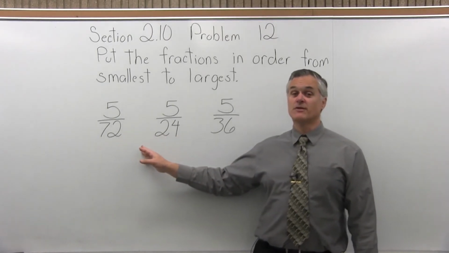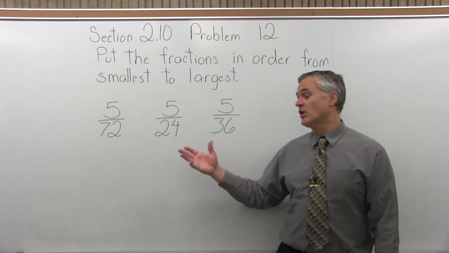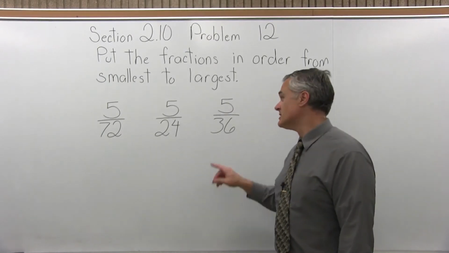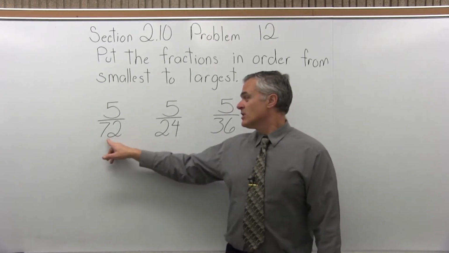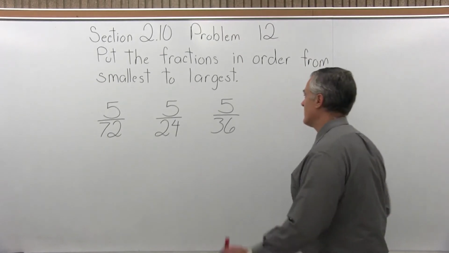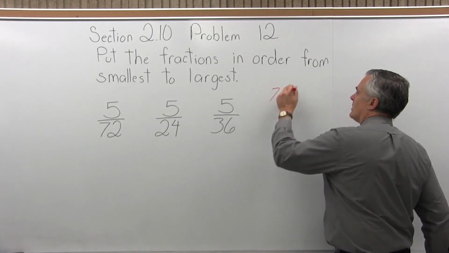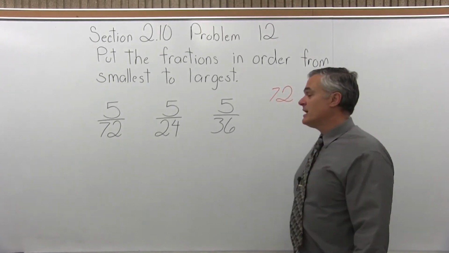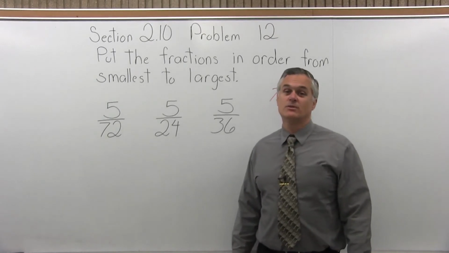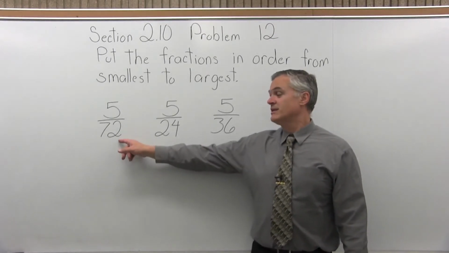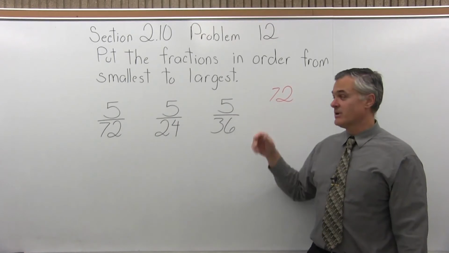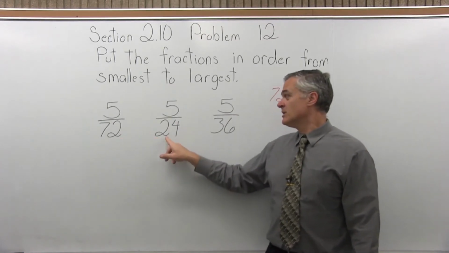Now these denominators are fairly large, and it might not be obvious what a good common denominator is. So when that happens, go to the largest denominator, which in this problem is 72, and ask yourself, will they all divide into 72 evenly? And actually they will. 72 clearly goes into 72 evenly, right? 72 times 1 is 72.